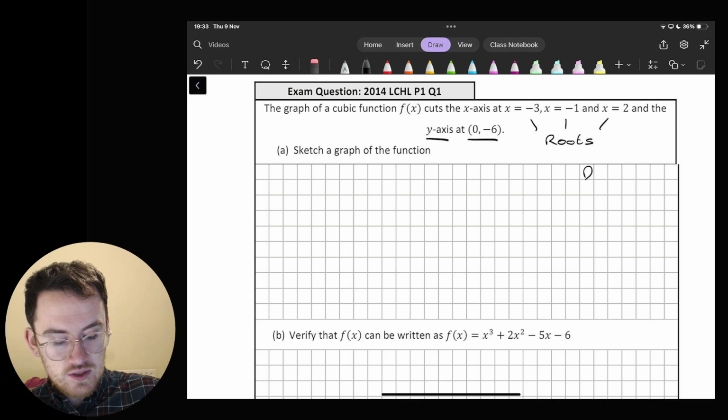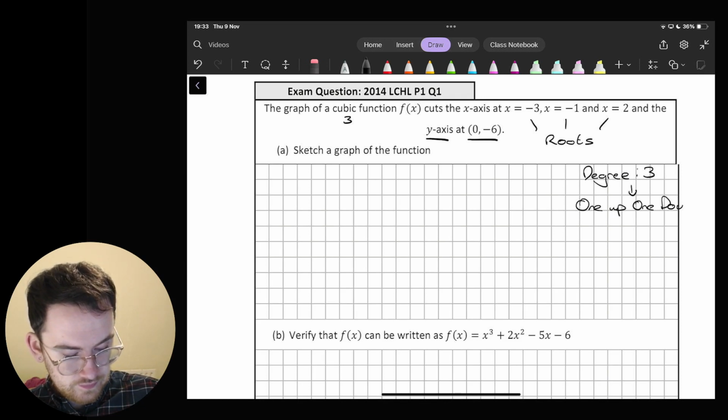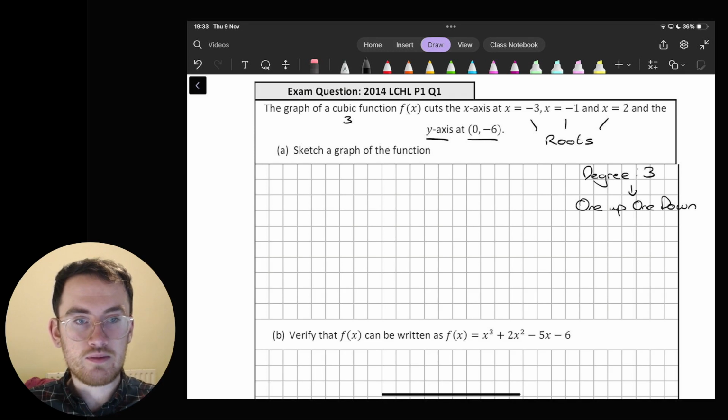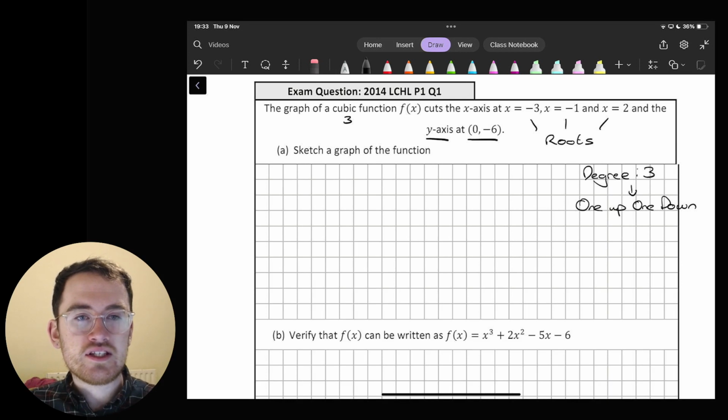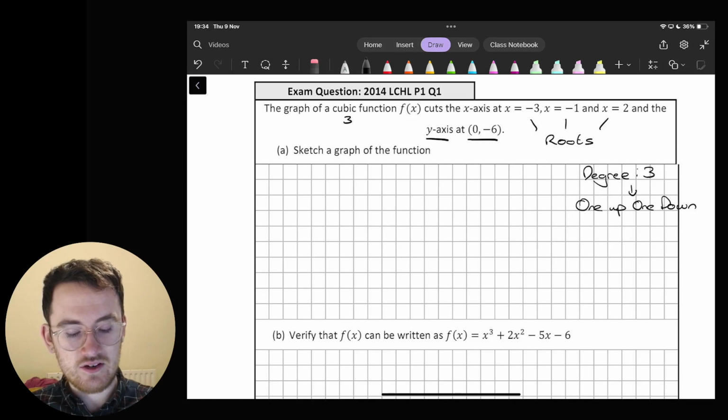So if I write down over here some key points, I know it's degree 3 because it's a cubic function. That's going to mean 1 arm up and 1 down. Okay, looking at my roots there, if I was to multiply all of that out, I'm kind of expecting that I would get a positive leading coefficient. Now I can't be absolutely certain, but I'm anticipating that I get a positive one. And I know that it cuts the y-axis at 0, minus 6.